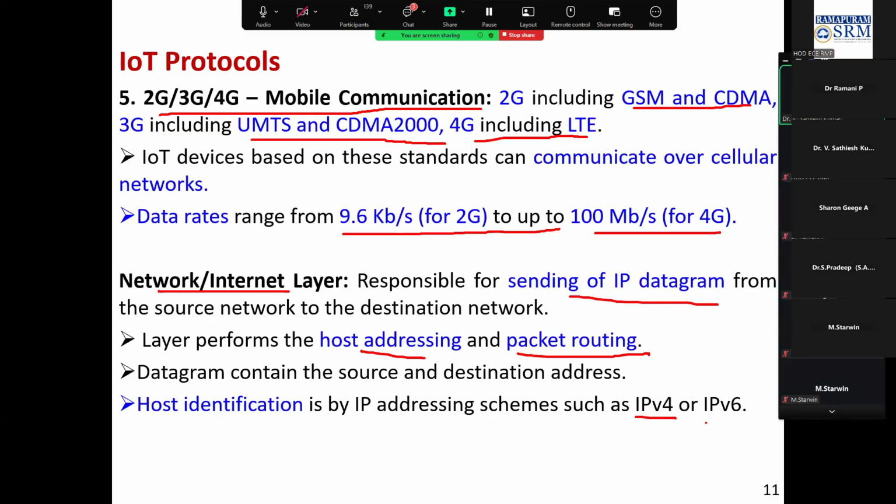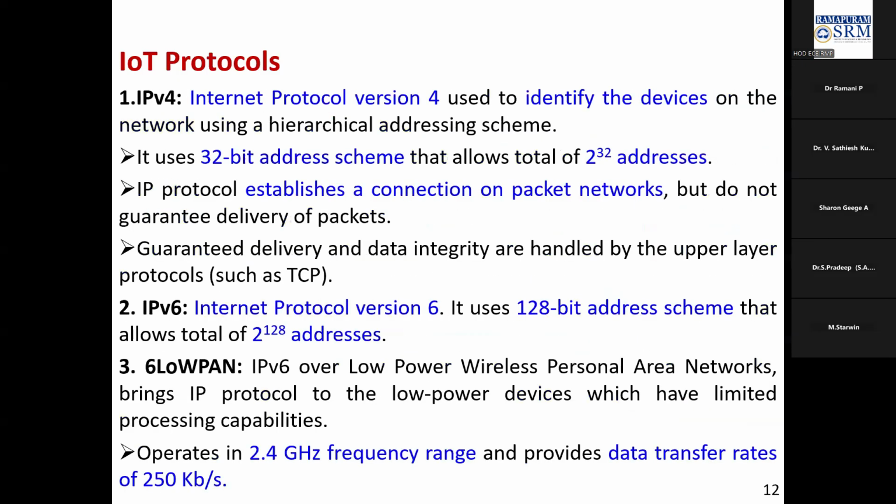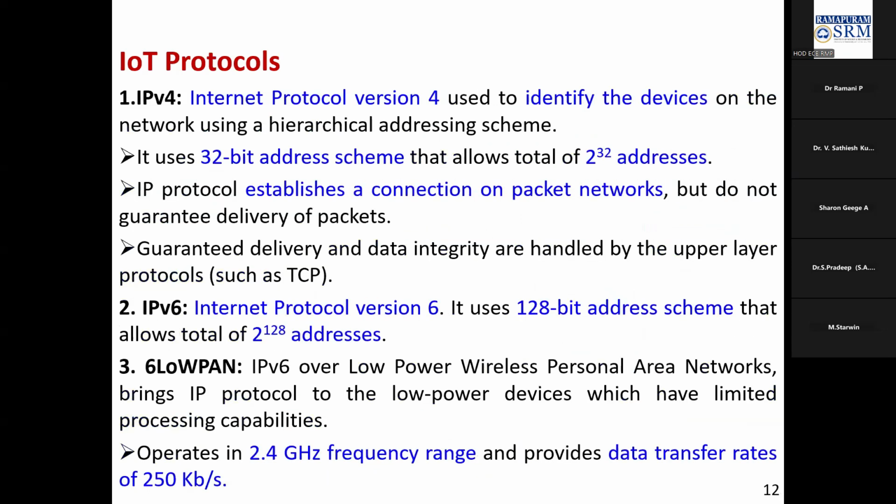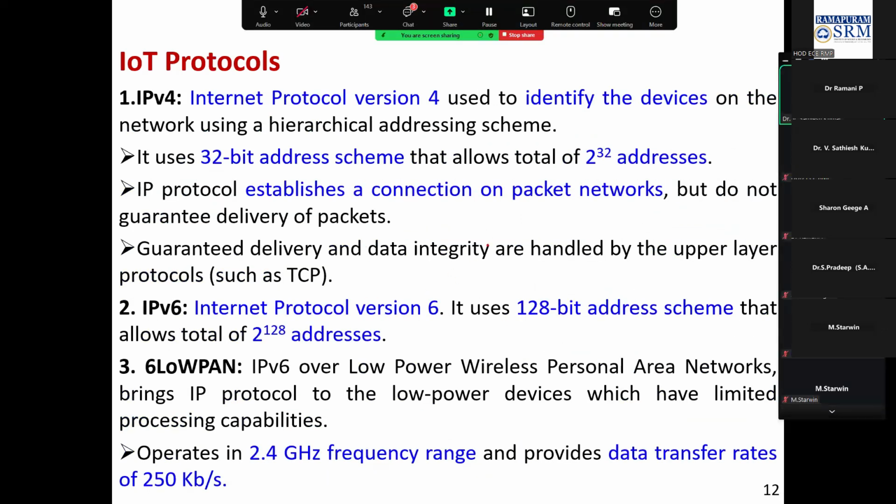One is IP version 4 and the other is IP version 6. When we talk about IP version 4, it's Internet Protocol version 4, which is used to identify the devices in the network. Here they use a 32-bit address scheme. So how many devices can we connect? We can connect 2 power 32 devices.